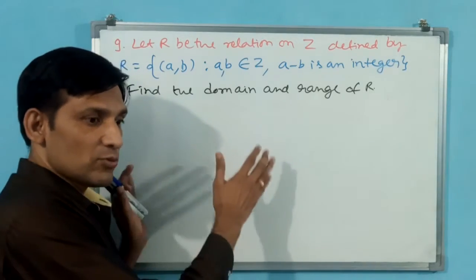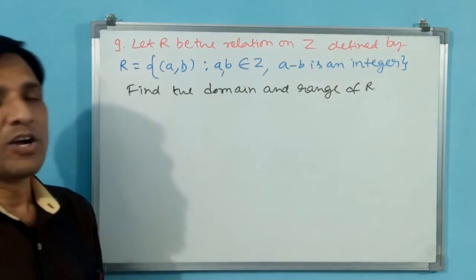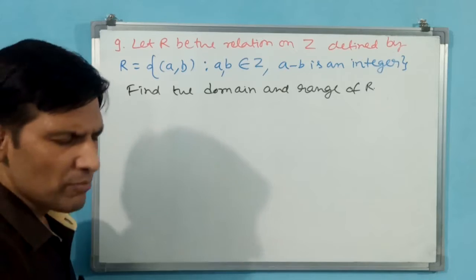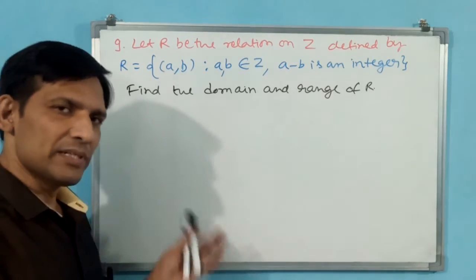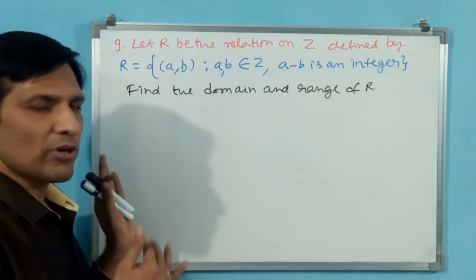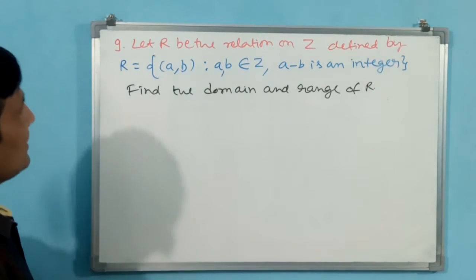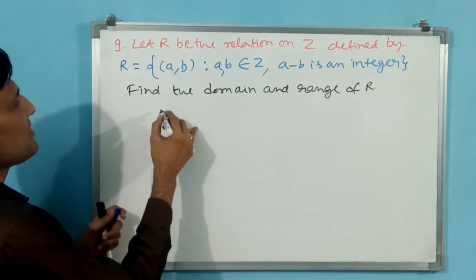See, he is not asking us to write a relation. You carefully observe, he is asking only to write domain and range. But without a relation, you are not able to do. Even then, you write at least elements. By writing elements, at least you come to know what all is going to come in domain and range. Okay, let us see. A, B belongs to Z means I am writing A, B sets here.